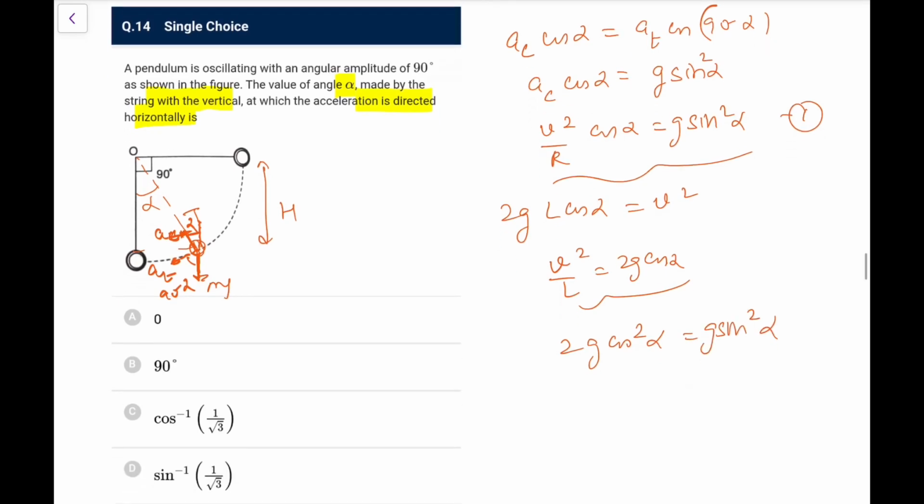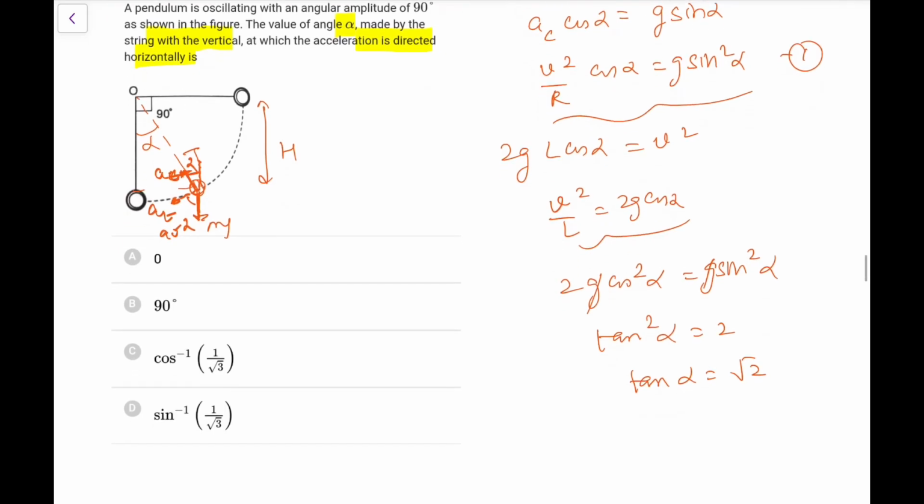Let me check. Yes, I'm still right. So what I'm left with is g and g go away, so tan square alpha comes out to be 2, so tan alpha is root 2. If tan alpha is root 2, there's no option like tan alpha. So I can say this is root 2, this is 1. Going by the analogy, this would be root 2 by 1. So root of 2 square plus 1 square, that is root 3. So cos alpha is going to be 1 by root 3, so alpha is going to be cos inverse 1 by root 3 from this analysis. So go for option C.